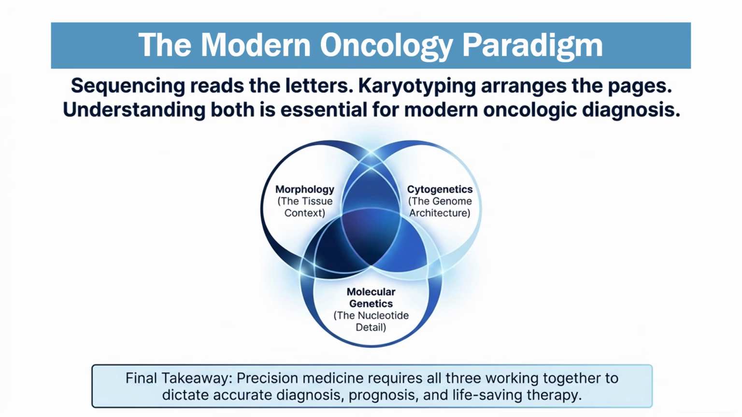So in the modern oncology paradigm, you require a number of techniques. What you usually do is you start with the morphology, and from there, depending upon what you see, you decide what step to take next. Here, cytogenetics helps you to look at the entire architecture of the genome, whereas if you want to go deeper, you move in towards molecular genetics.